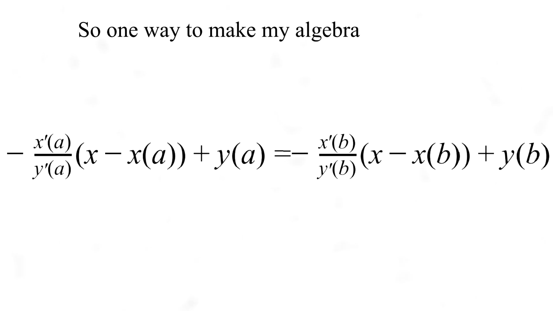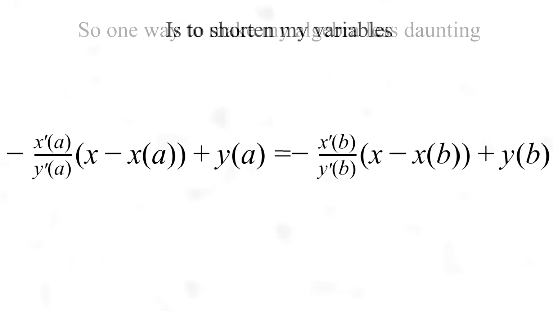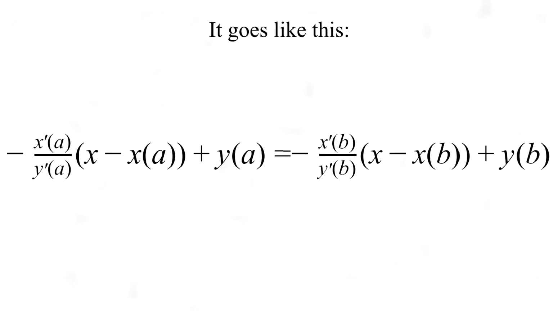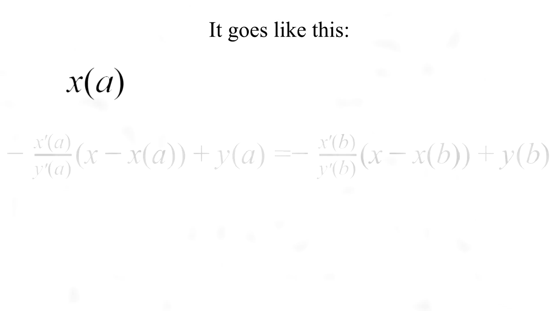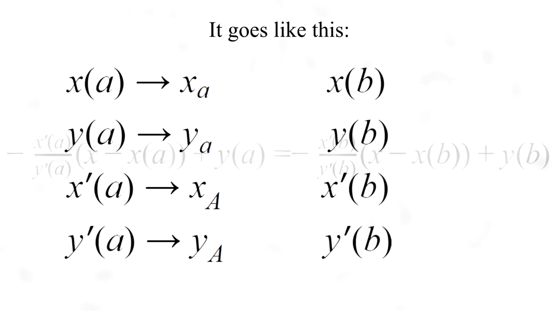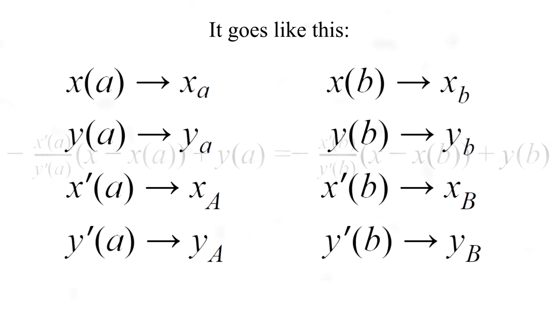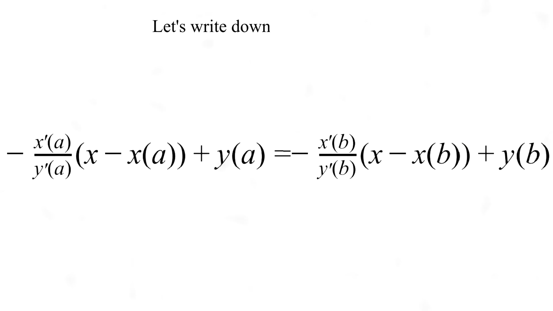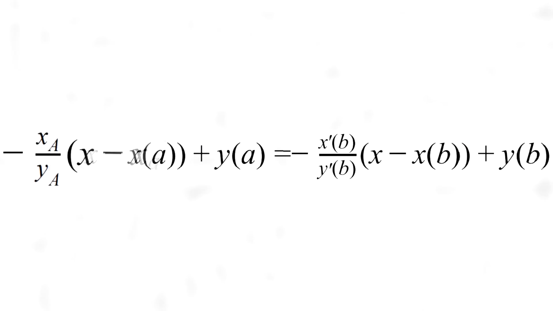So one way to make my algebra a bit less daunting is to shorten my variables. It goes like this. x(a) becomes x sub a, y(a) becomes y sub a, x prime a becomes x big A, y prime a becomes y big A, and the same can be said to the b variables. With that, let's write down our shortened equality. Here it is.